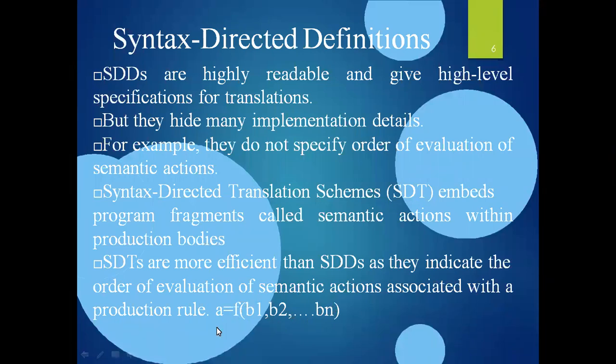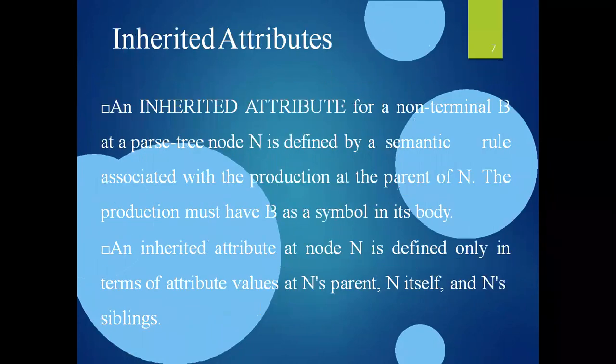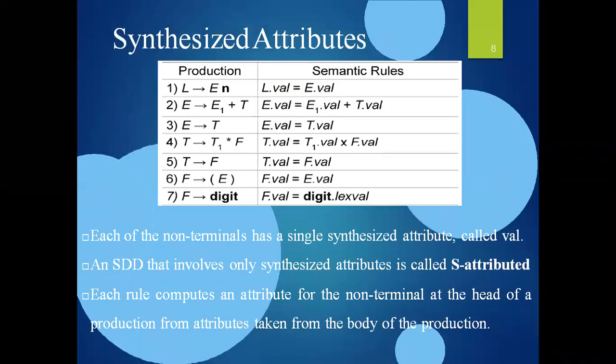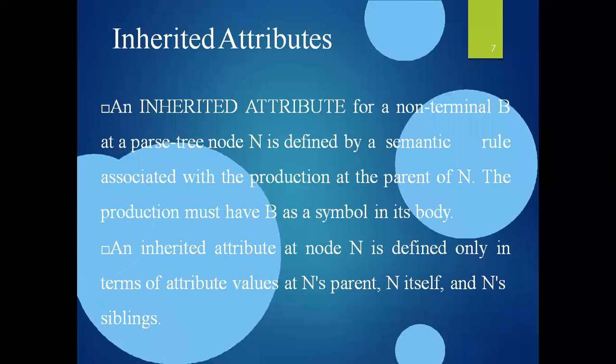Now I need to define which type of attribute it is. I have two types of attributes. The first is an inherited attribute and the second is a synthesized attribute. Make a note of this. Inherited attributes can also be called L attributes, and the second one, synthesized attributes, can be called S attributes.